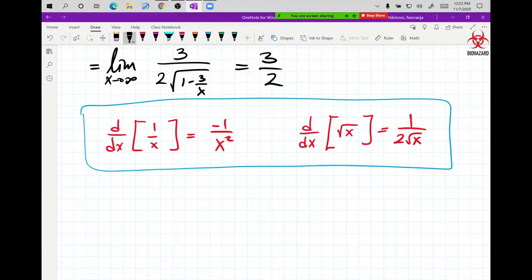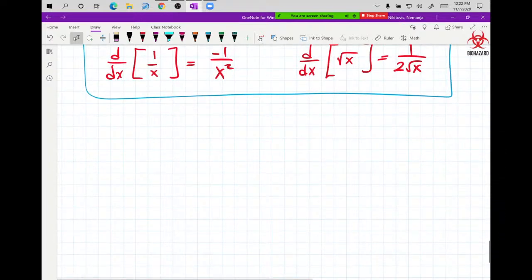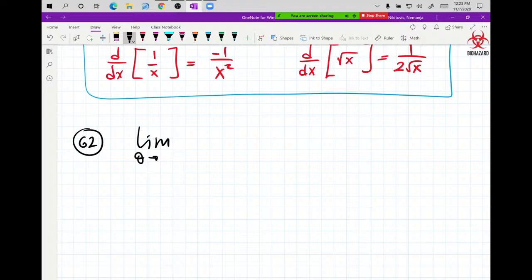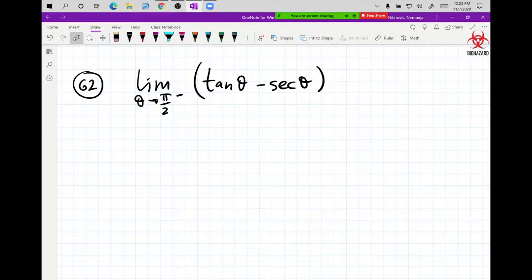So now you can go and figure out a lot of these, let's do number 62. Let's try one of the trig problems, and I'm going to leave you some time to try this on your own. This was on the exam or the final at one point, I don't know. Tangent theta minus secant theta. It's a really straightforward one, but people find a way to complicate things, so let's see what you get.